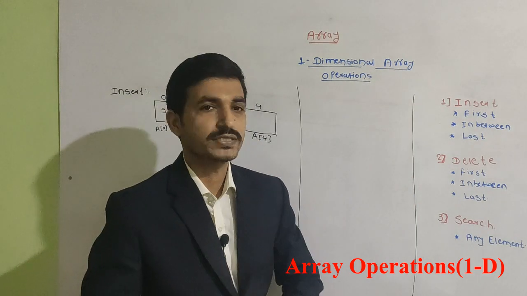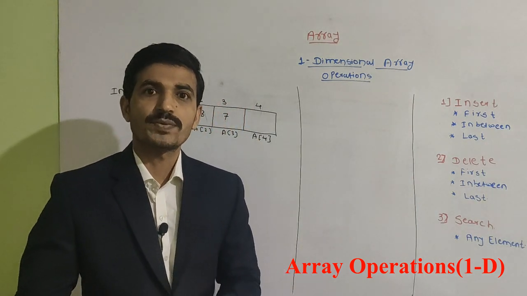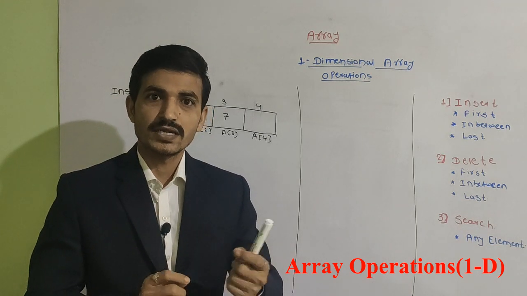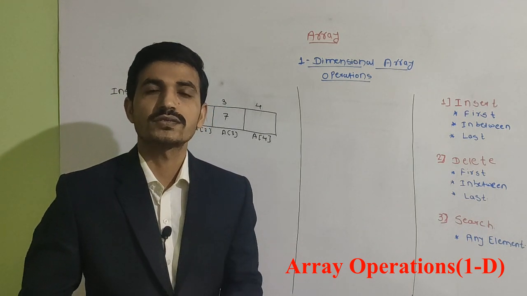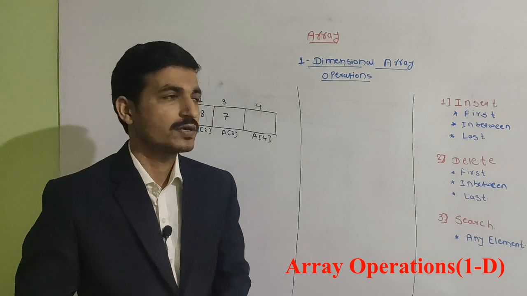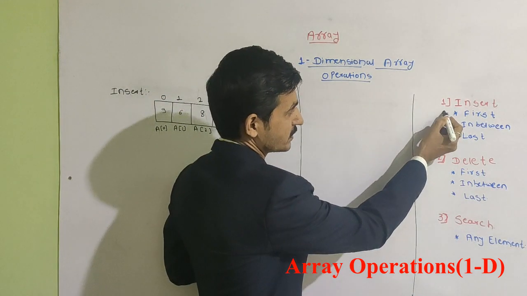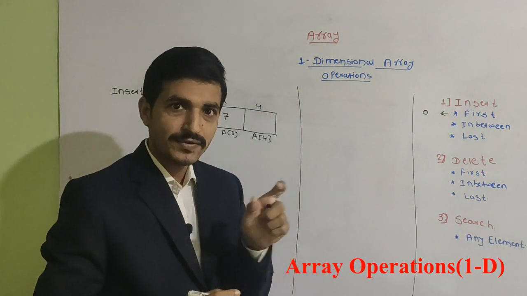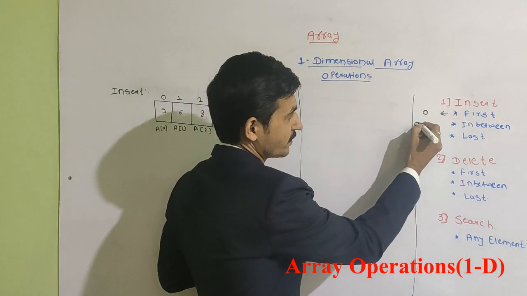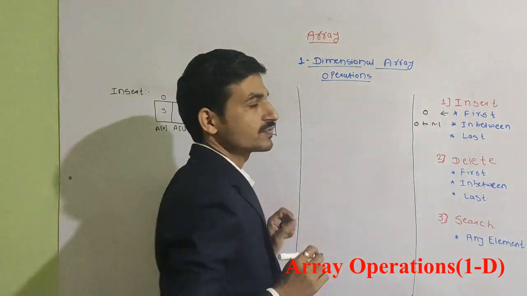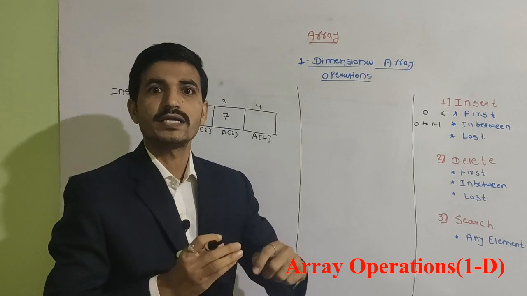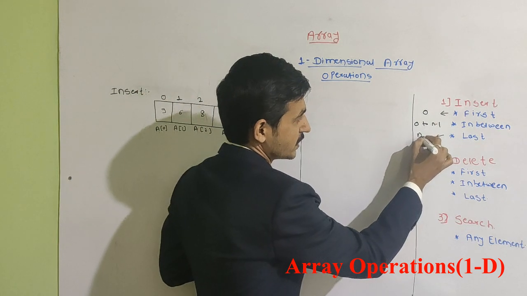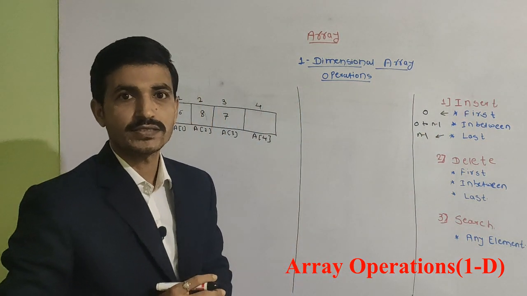So first we will talk about the insert operation. In the insert operation, the element can be inserted at the first index, in between the locations, or at the last index. When we say the first index, it means the 0th index. When we say in between, it means from 0 to n minus 1. Array indexes start from 0 and go up to n minus 1. And the last index means the n minus 1 index.